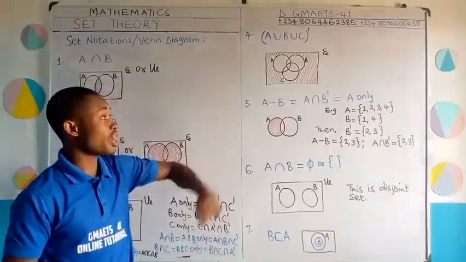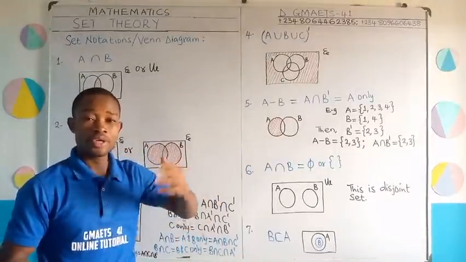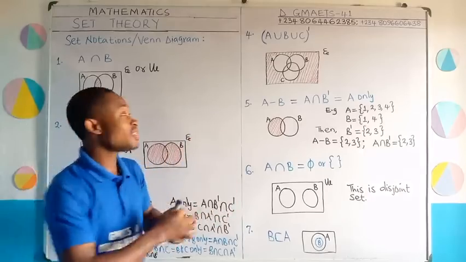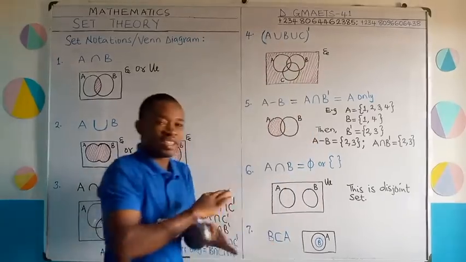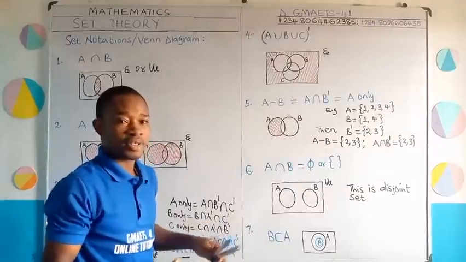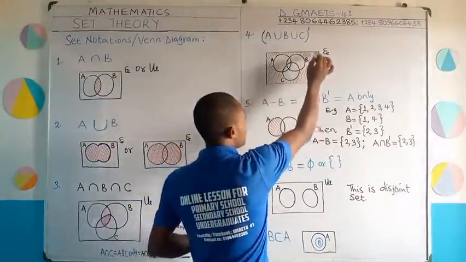So let us move on to the next one, number 4. A union B union C complement. That simply means elements that do not belong to A, B, or C. They have nothing to do with this set, ABC. Those elements are written inside this universal set.